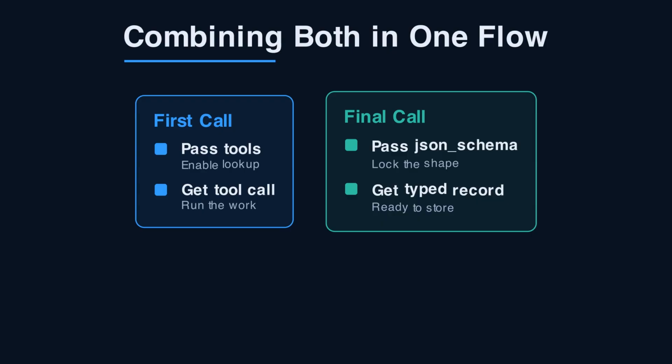As a rule of thumb, if you need the model to act, use function calling. If you need a guaranteed shape to hand to code, use structured outputs. When you need both, sequence them across turns.